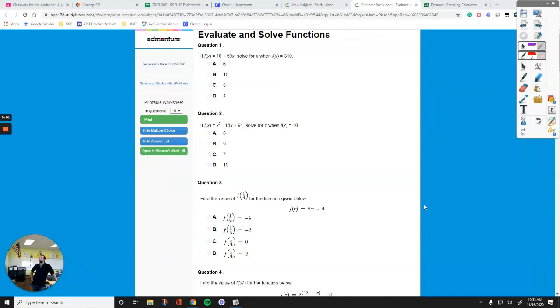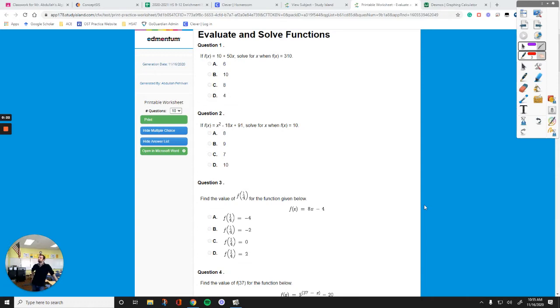Hello everyone, in this video we are going to talk about evaluating and solving functions. It is very simple, especially if you have the right tools. So there are going to be two types of questions as far as I remember on this assignment. One is where you plug in a number for x, two is where you solve an equation.